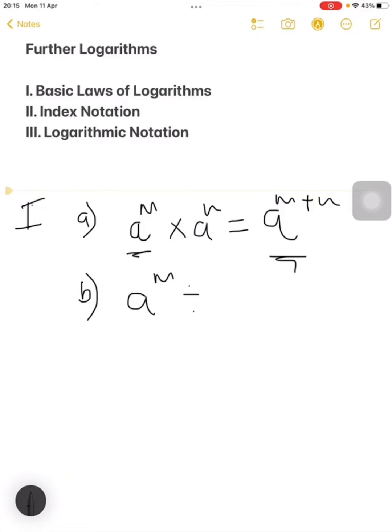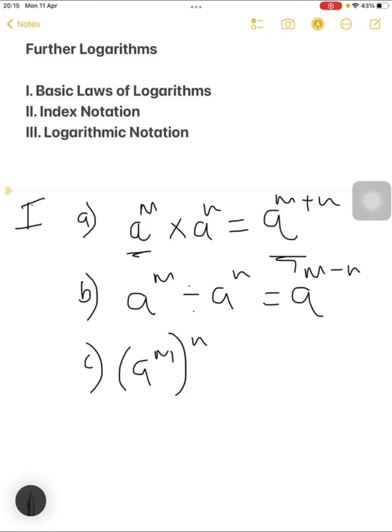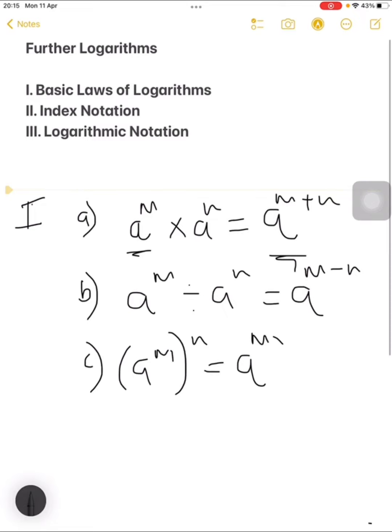Law number two, when it comes to division, you subtract the powers. Retain just the base alone and then subtract the powers. And then the third law is a power m, then into brackets power n. This is just the same as a power m multiplied by n, which is a power mn.